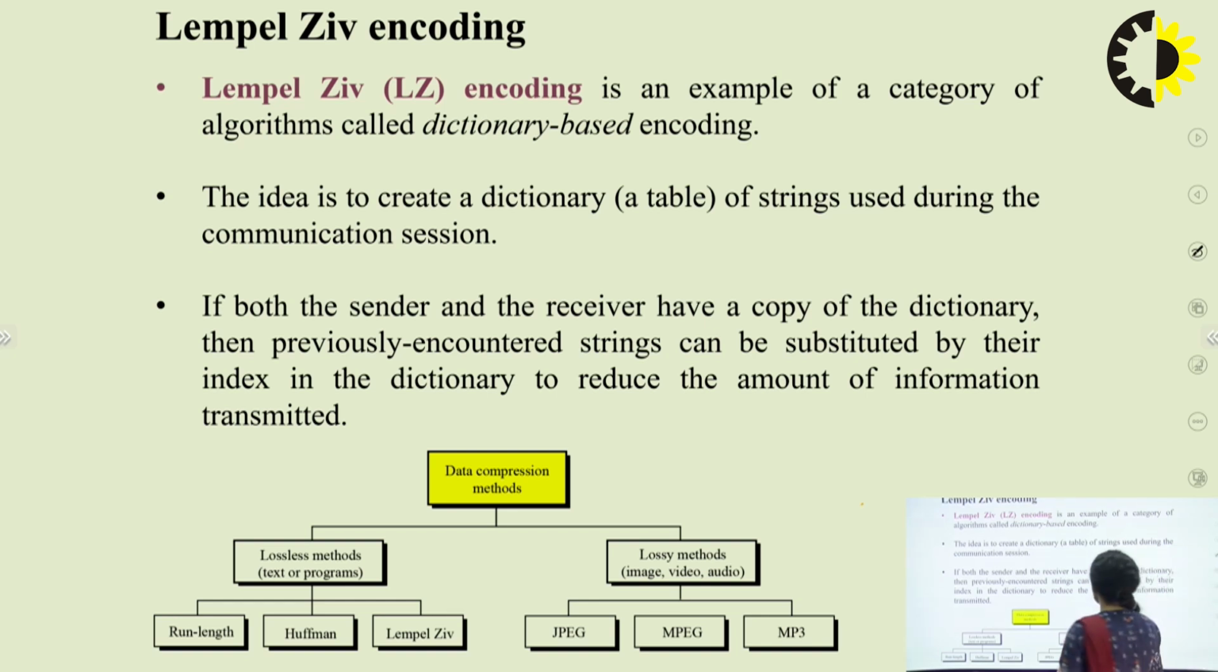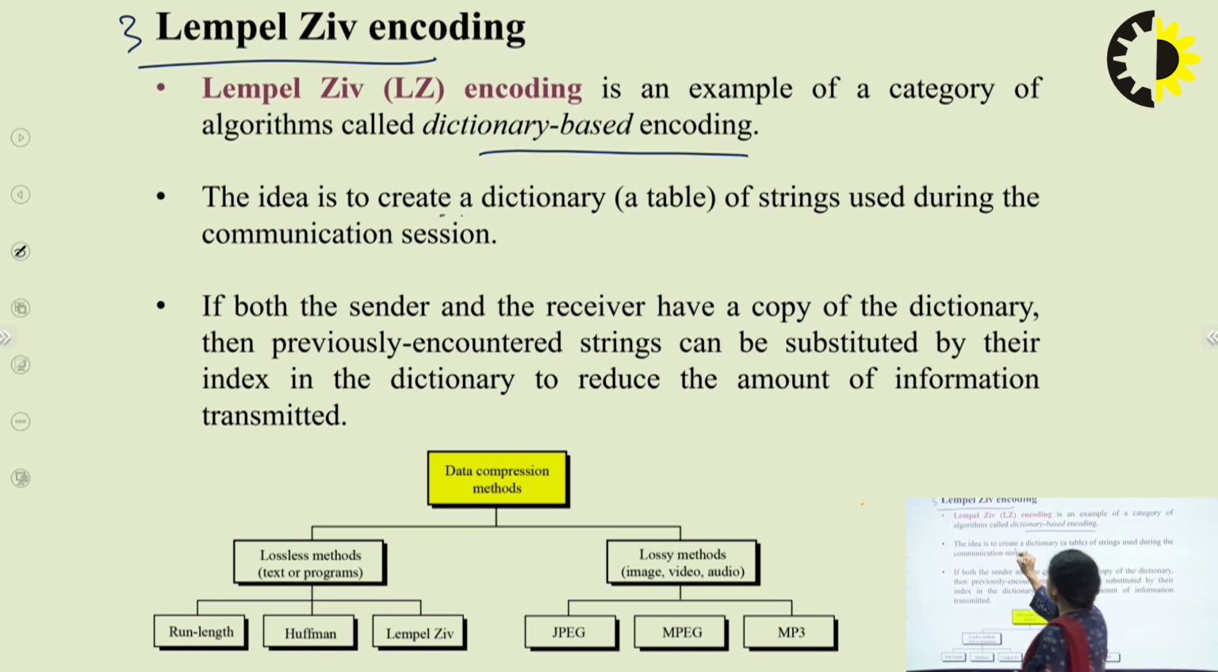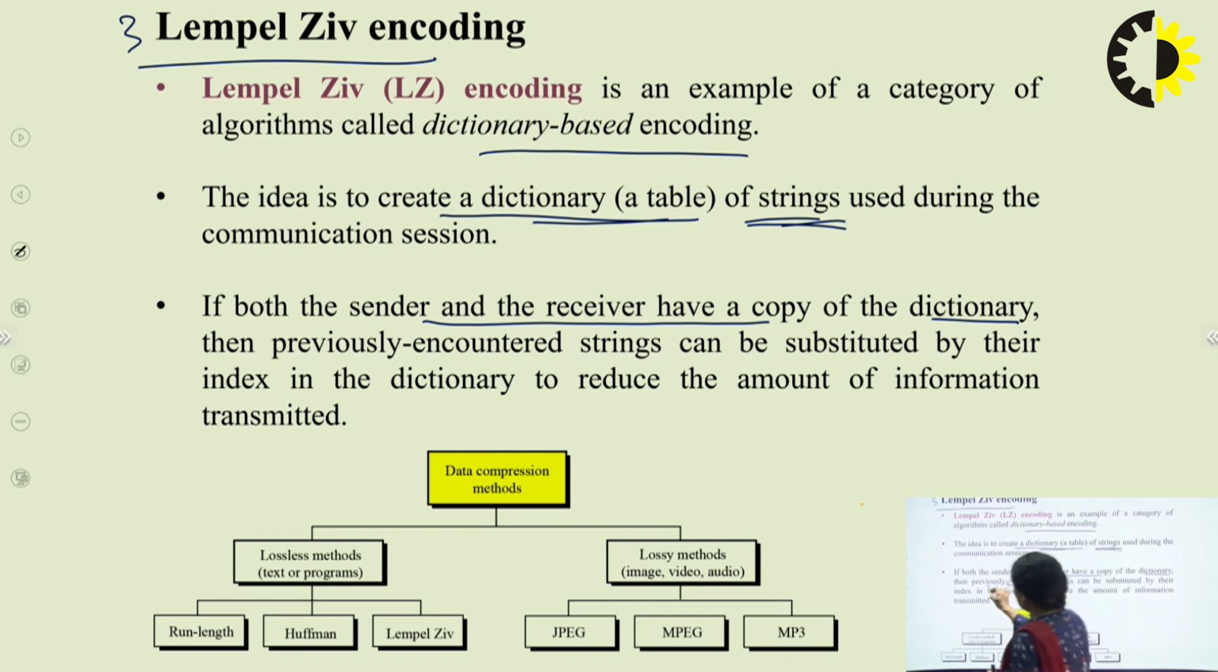Now let us go to the third algorithm. The third algorithm is the LZ encoding technique, which we also call the Lempel-Ziv encoding technique. It is an example of a category of algorithms which we call dictionary-based encoding techniques. The idea here is to create a dictionary, which is a table, of strings that we use during the communication session. If both the sender and the receiver have a copy of the dictionary, then previously encountered strings can be substituted by the index in the dictionary.